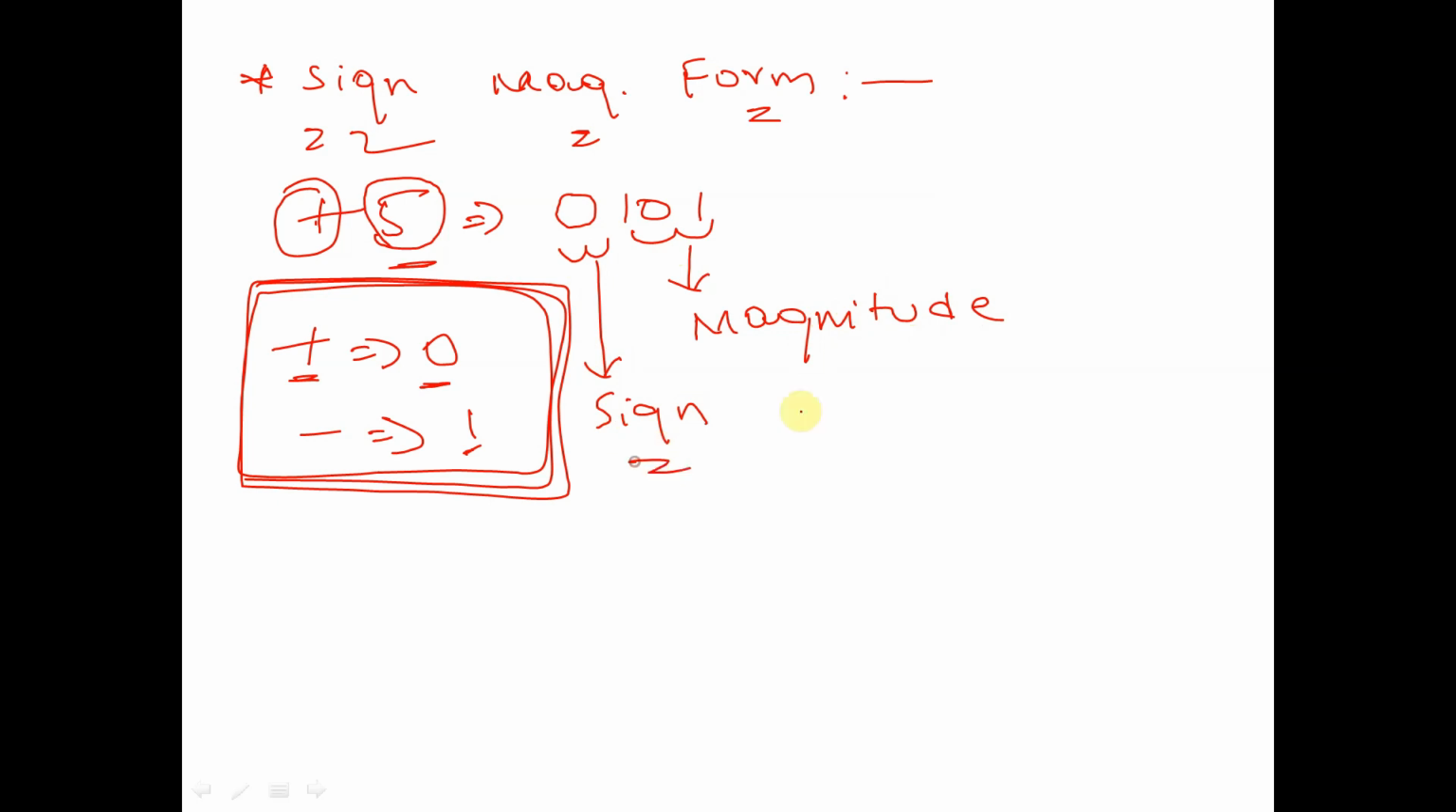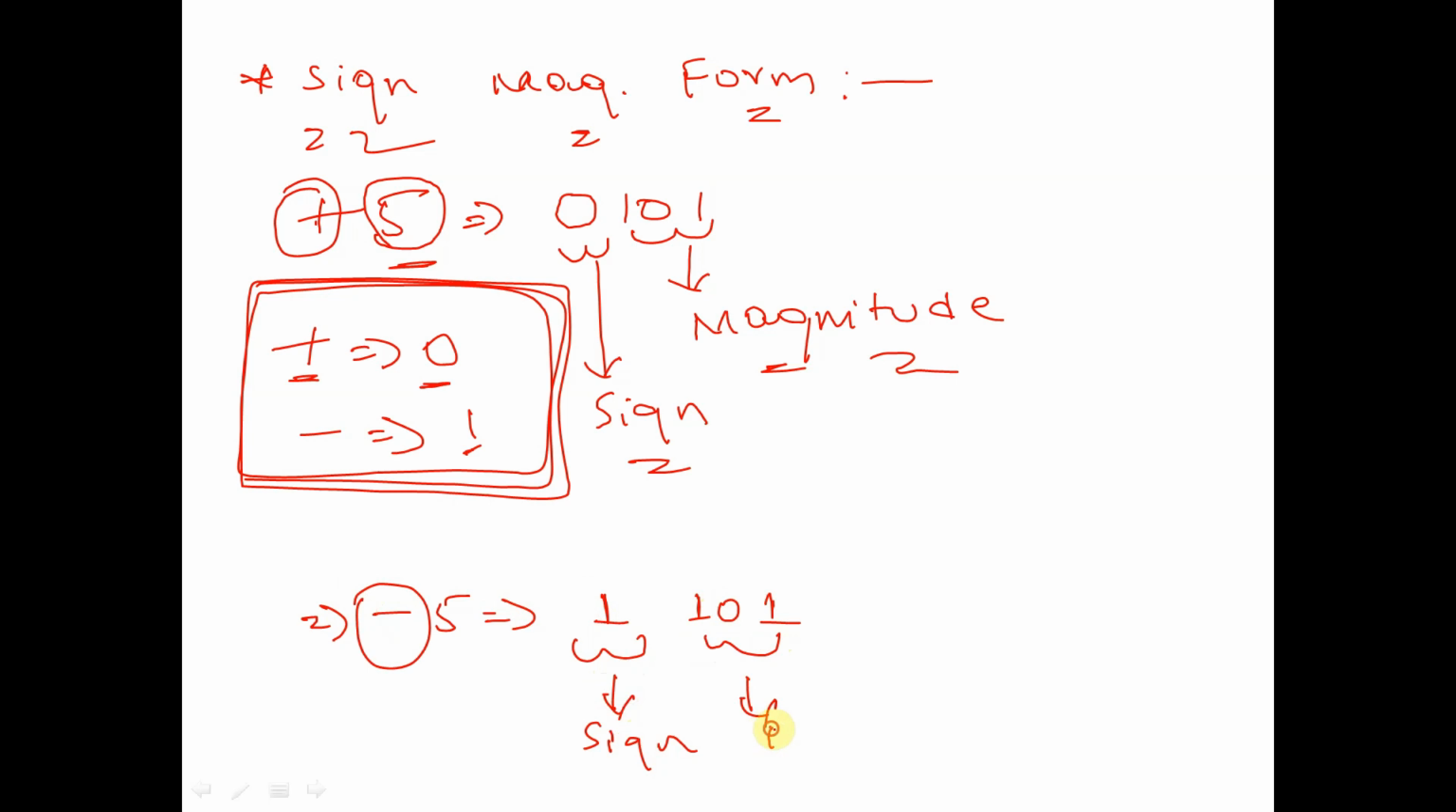So that's why this method is called sign magnitude form. 0 represents the positive sign followed by 101. If we want to represent minus 5, then for representing minus, we will use 1 followed by the magnitude. So this is the sign and this is the magnitude. This is how we can represent plus 5 or minus 5 or any positive or negative numbers using sign magnitude form.